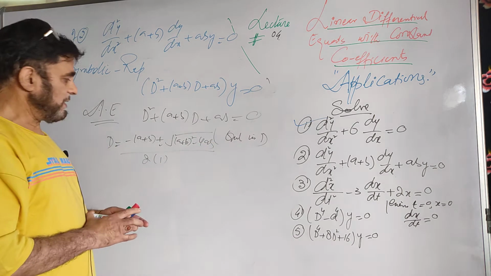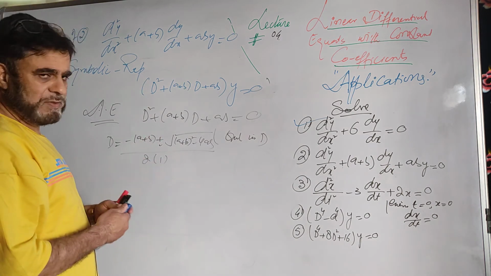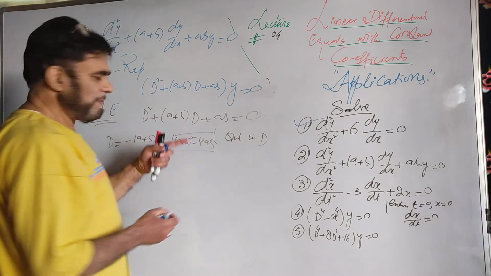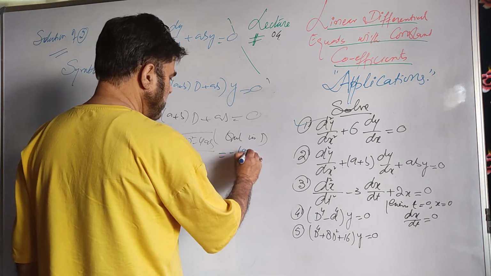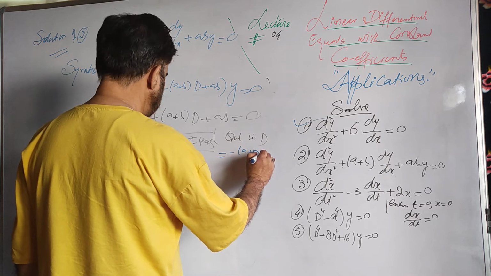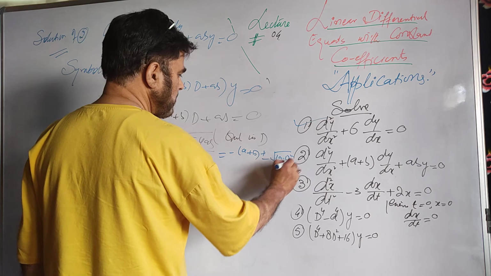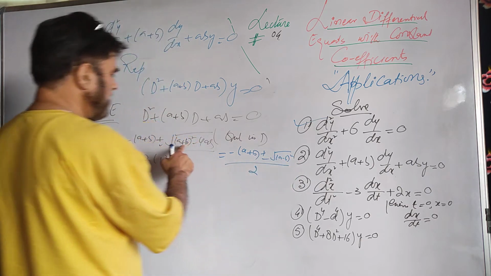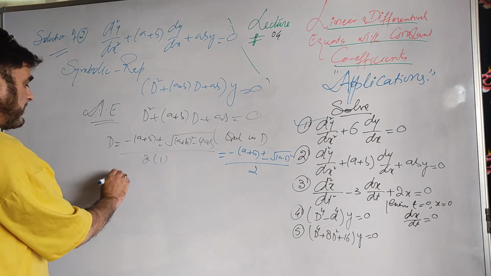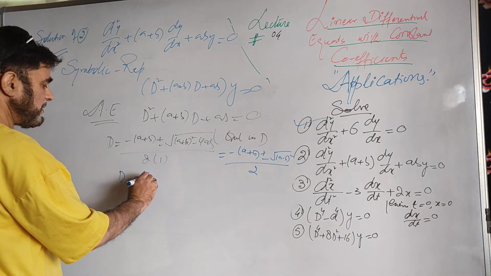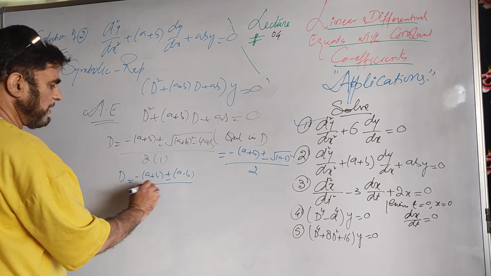I have written this using the quadratic formula because otherwise I have to search for factors, which will be very difficult here since a and b are unknown. This is plus minus the root, and (a+b)² - 4ab is (a-b)². So D = -(a+b) ± (a-b), all divided by 2.